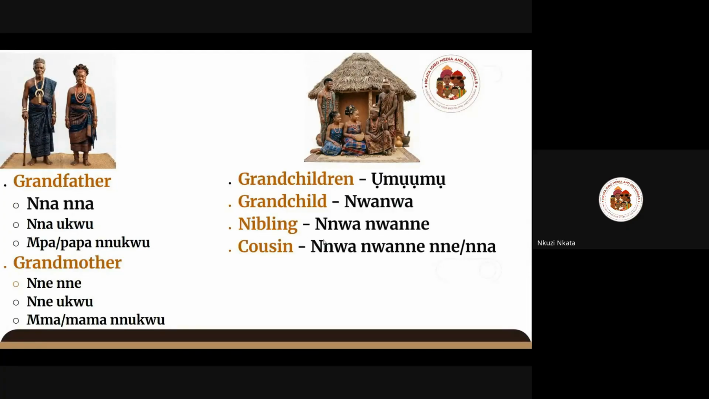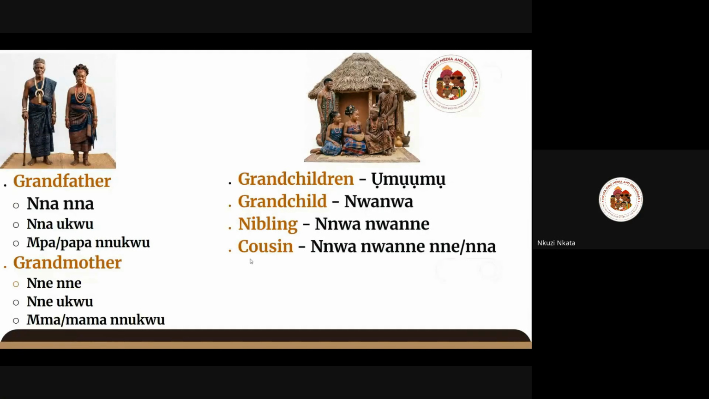For nephew or niece, we use nwa nwanne. Your nwanne is your sibling. Nwa nwanne, the child of your sibling. It could be your nephew, it could be your niece. For nephew, you can say nwa nwanne nke nwoke, or nwa nwoke nwannem. That's if you want to be gender specific. But most times we don't gender specify when it comes to the children of your siblings. So you say nwa nwannem nke nwoke or nwa nwannem.